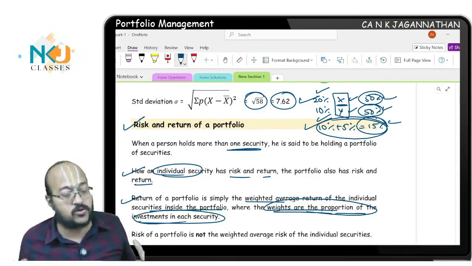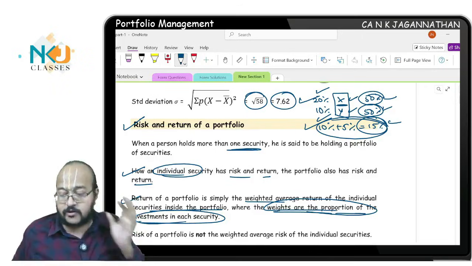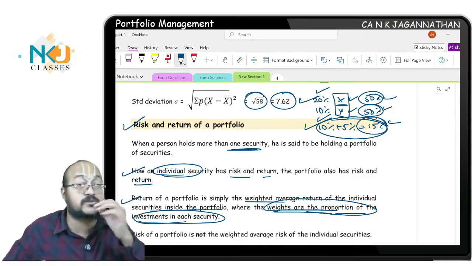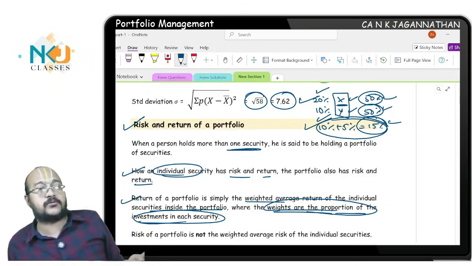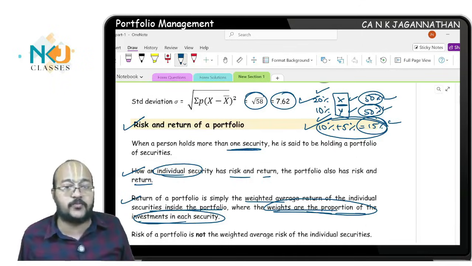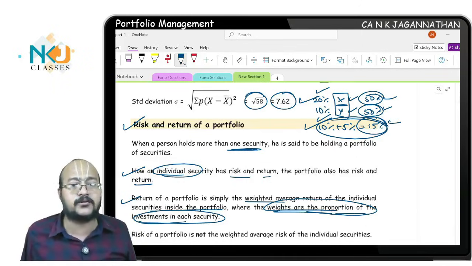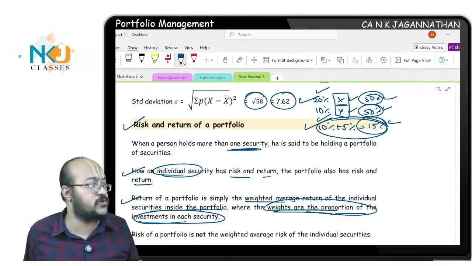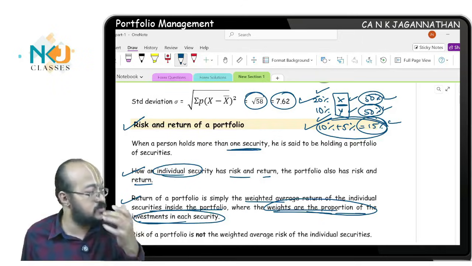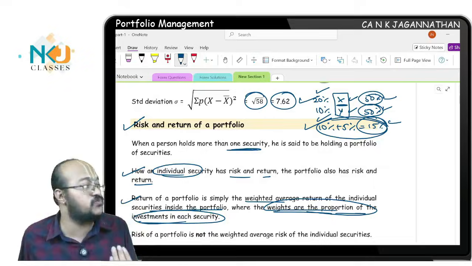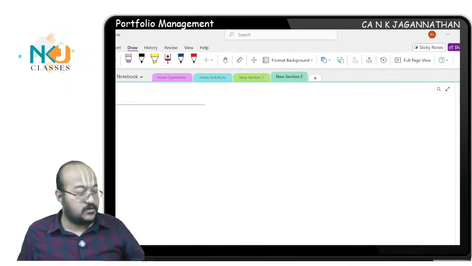Risk of the portfolio. See, this is not risk of the individual security, we are trying to find out risk of the portfolio. You tell me, the return of the portfolio is nothing but the weighted average return of the individual securities inside the portfolio. Can risk also be the same? Risk of the portfolio is nothing but weighted average risk of the individual securities inside the portfolio? No. When you are computing portfolio risk, there are three factors which affect it.